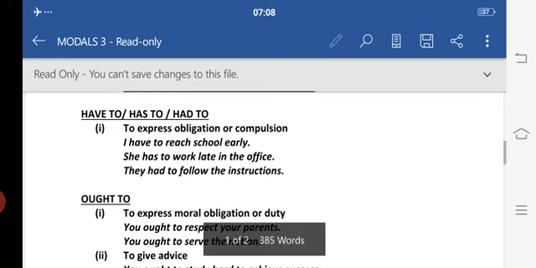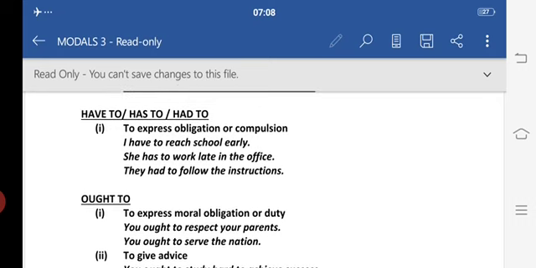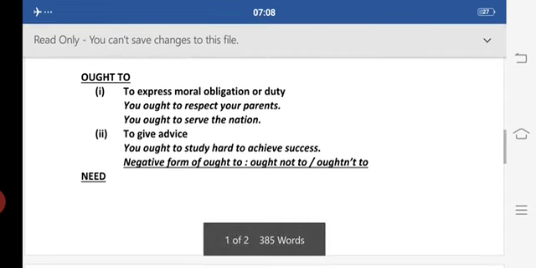Now for future, I can frame the same sentence with the help of have to. I will say like this: I will have to do my sister's work by 6 p.m. or by tomorrow morning. So this is the use of have to. We can use have to in all the tenses, whether it is present, past or future. Now the next modal is ought to.